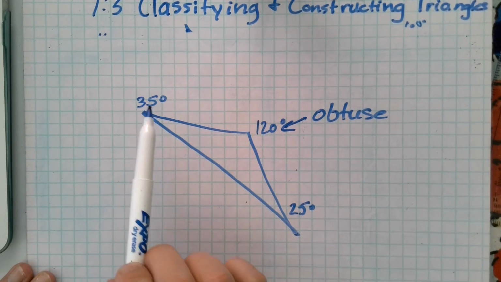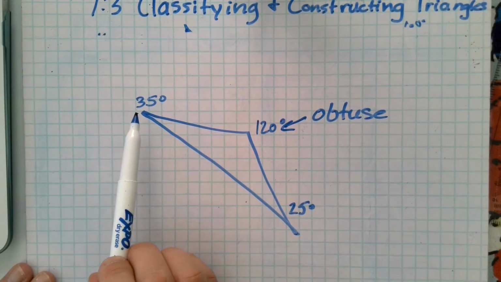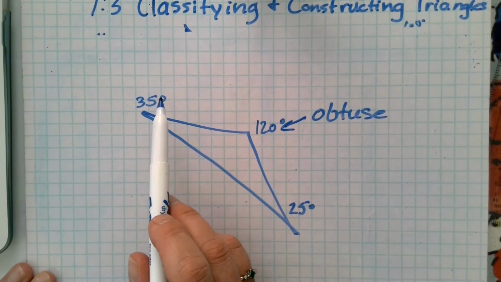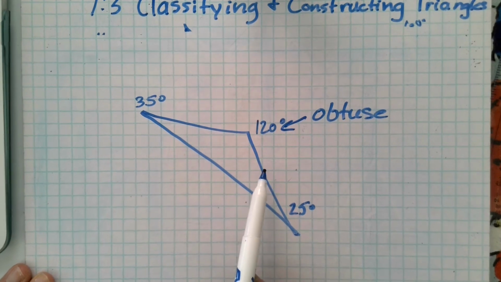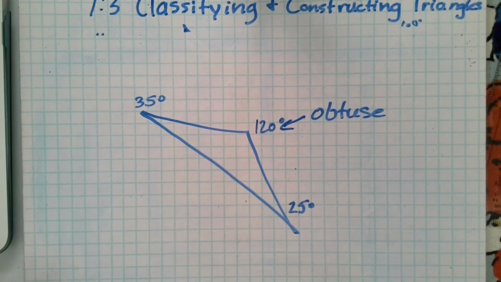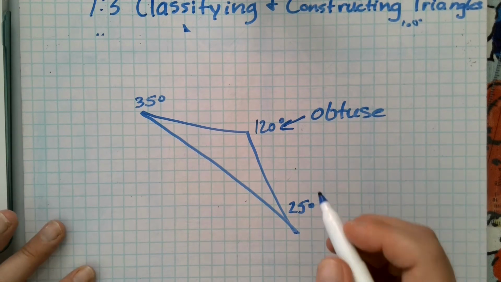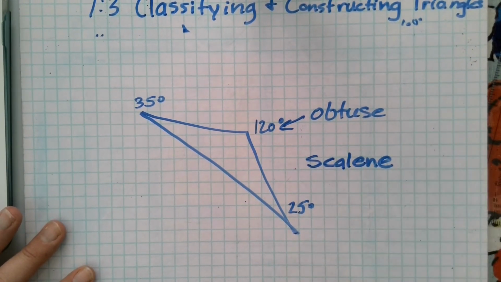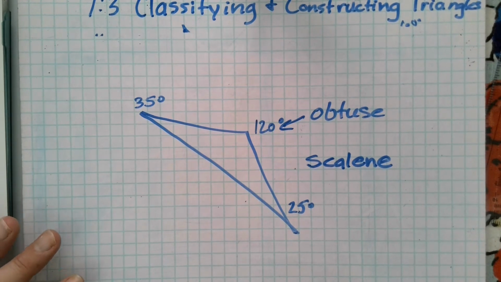Now let's talk about these different angle measures down here. We don't see any marks on the sides, and we notice that these are different angle measures, so we know that they do not have the same length. So if we are dealing with a triangle that does not have any sides that are the same length, we know it's going to be called a scalene. Okay, so it's an obtuse scalene triangle.